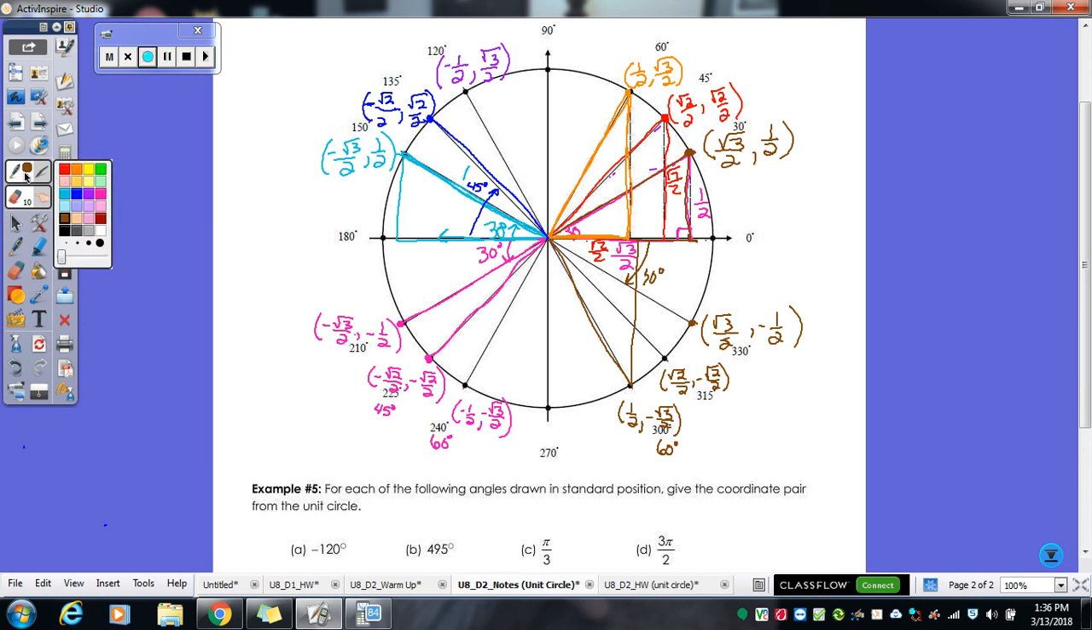Now there are just a couple more values we missed. For 0, that would be 1 comma 0, because you'd move out to the right to the end of the circle, which is 1 unit, and then you wouldn't go up or down any. How about for 90? 0 comma 1, because you wouldn't move left or right at all, but you would go up the 1 unit. 180, negative 1, 0, and then 270, 0, negative 1.